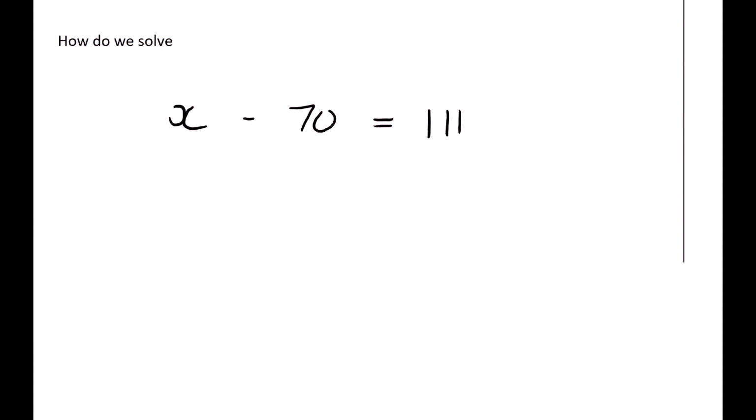Okay, moving on to a slightly harder example. Exactly the same idea. I've got x minus 70 equals 111. I want to get rid of the minus 70, and the opposite of minus 70 is plus 70. So I'm going to add 70 to both sides. So here x would equal 111 plus 70, which is 181. Using this method, this is fairly simple, fairly trivial to solve.